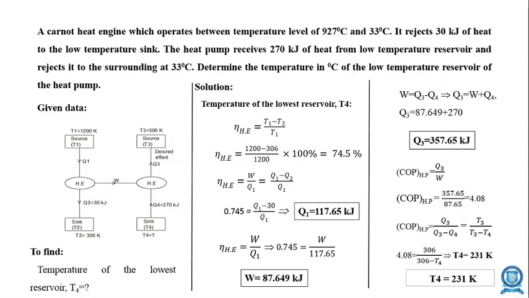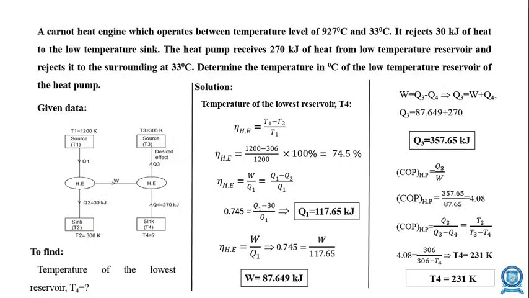After finding the heat supplied to the heat engine, we are going to find the total work done by the engine. The efficiency of the heat engine is equal to work done divided by heat supplied. Therefore, 0.745 equals W divided by 117.65. By solving this, you will get the value of W as 87.649 kilojoules. Another way to find W is Q1 minus Q2.